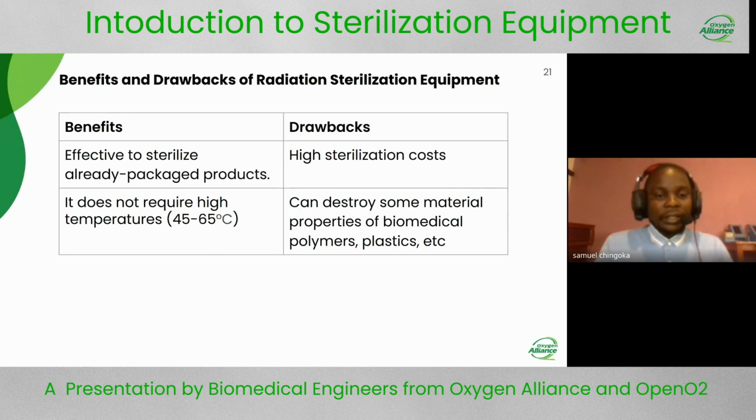Looking into the drawbacks, it is expensive to have this setup, and it can also destroy some material properties of biomedical polymers or plastics. So not every product or material you want to sterilize is going to fit this radiation sterilization equipment. For example, some materials like plastics are not ideal for this process, because they disrupt the material composition. So it's not applicable for any material.